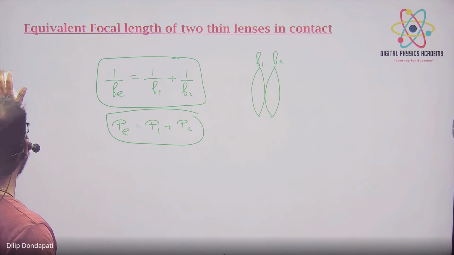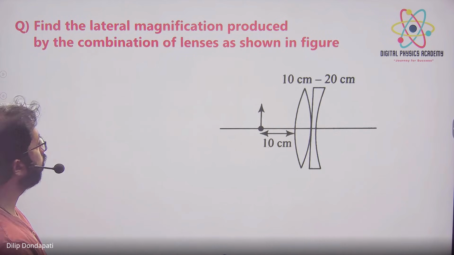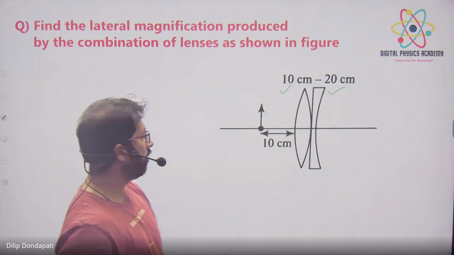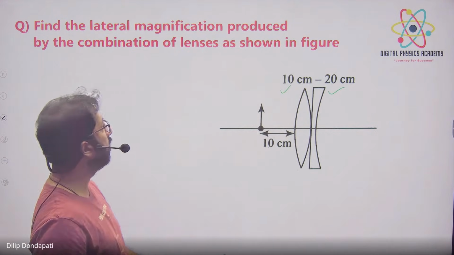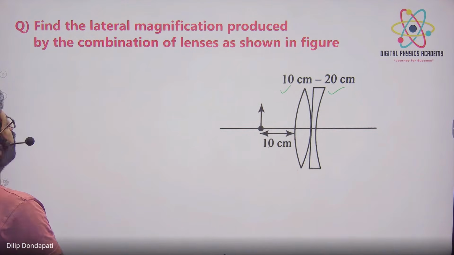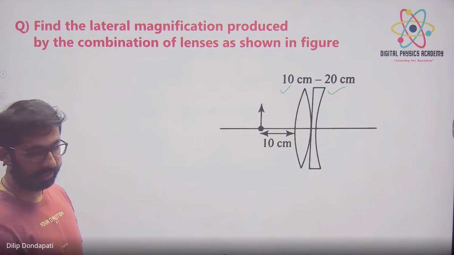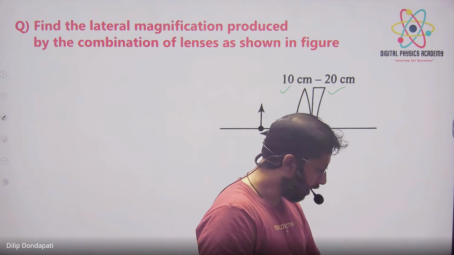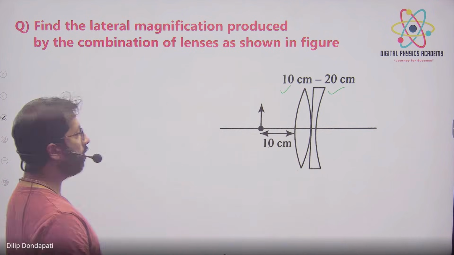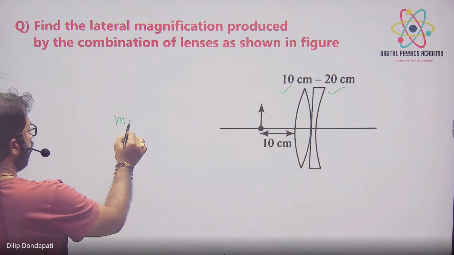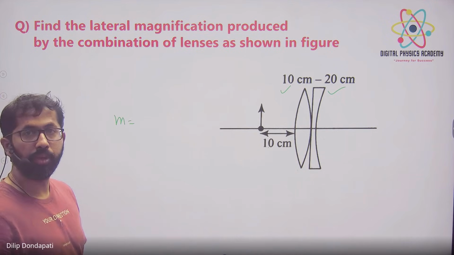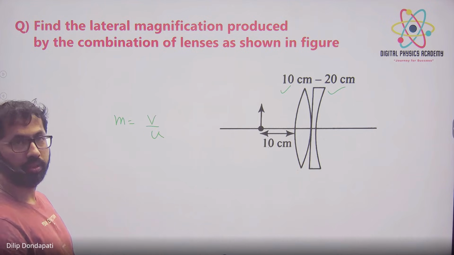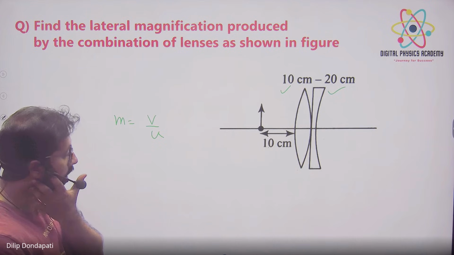Okay, now this one: the focal length of the first lens is 10 centimeters, the focal length of the second is minus 20 centimeters, and the object distance is 10 centimeters. He is telling us to find the lateral magnification produced by the combination of lenses. I want the lateral magnification. For that, you know the magnification formula, right? M is equal to V by U, right?